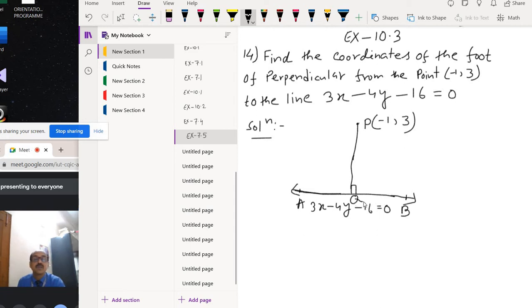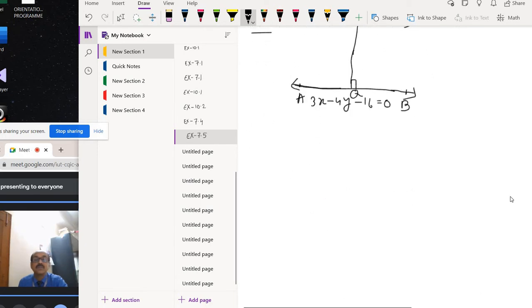We will find the Q point, so there is no need to take A and B as the perpendicular point. First you have to find the PQ equation. If you know the PQ equation, then by solving these two lines, PQ and AB, we will get the coordinates of Q, that is the foot of perpendicular.